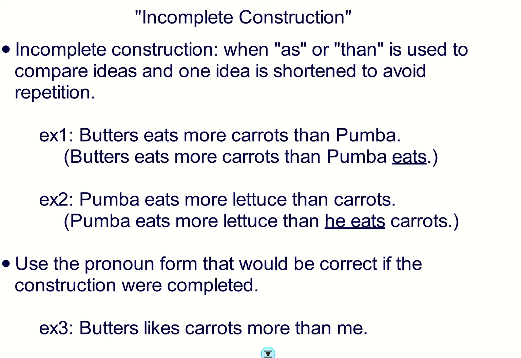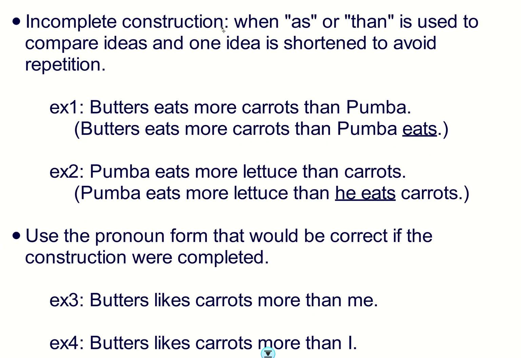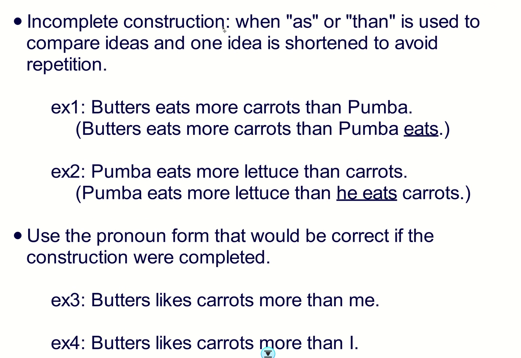So, incomplete construction is when we have a sentence that has some kind of a comparison and we don't fully complete the thought, hence incomplete. So we end up having as or than usually towards the end of the sentence. And we shorten one of the ideas basically just so we can avoid repetition. So in this first example, I'm comparing how many carrots Butters eats to how many carrots Pumbaa eats.